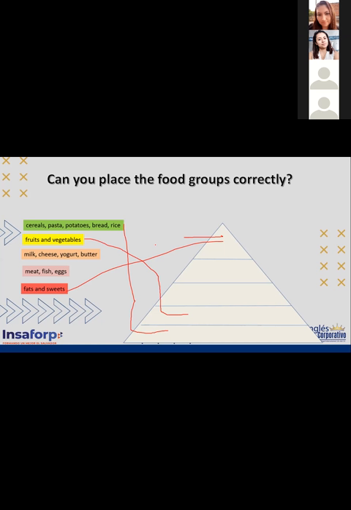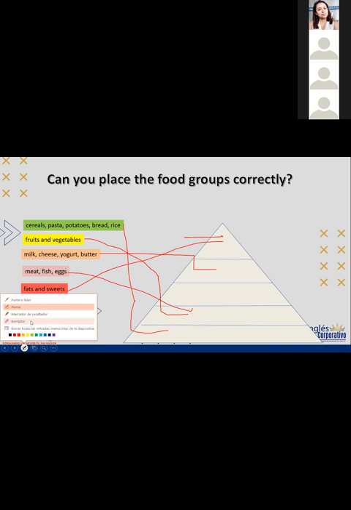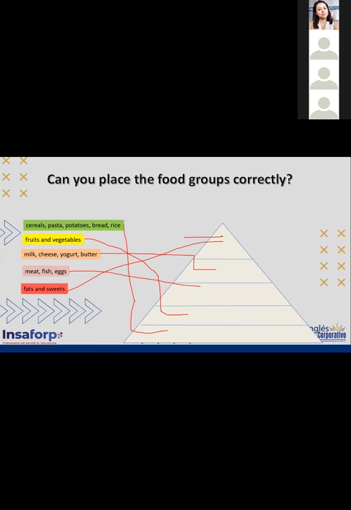What about milk, cheese, yogurt, and butter? Where should I place that? Milk, second. Milk, cheese, yogurt. So when you say second, you mean this part right here? Yeah. All right, cool. And the last one, obviously, is going to be in this place. All right. So it will be right here. Now we're going to see if that's correct. Let me try to check that out.